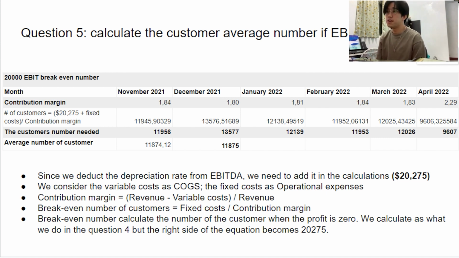So now the new formula will become 20,275 as fixed cost divided by the contribution margin. And now we can get the customer number we needed, and we can get our average number of customers.